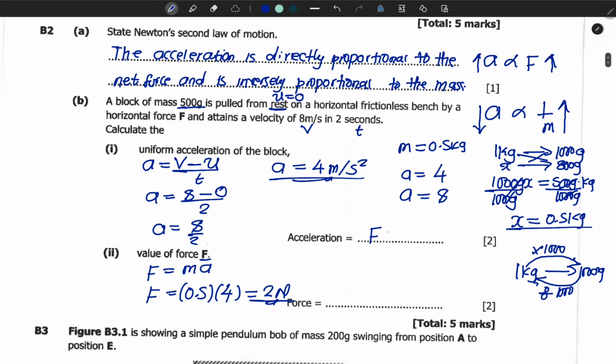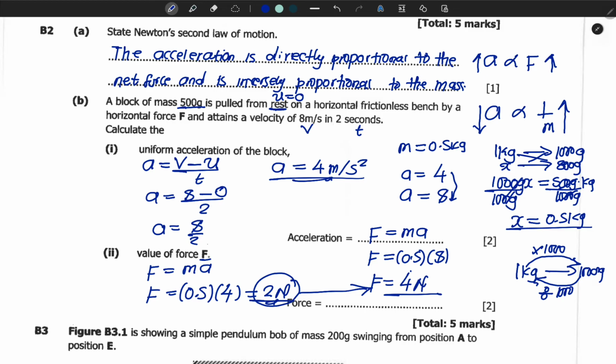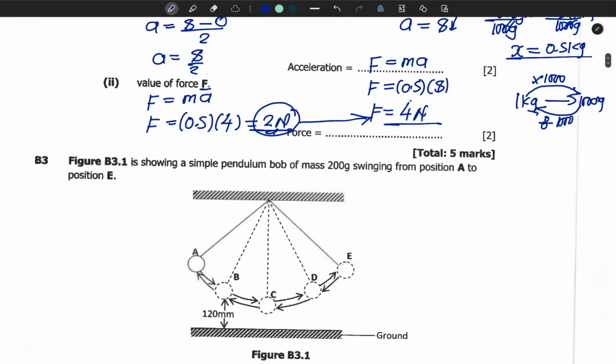So we can say force is equal to mass times the acceleration. Force is equal to, the mass is 0.5, the acceleration is 8. So force is equal to 0.5 times 8, we get 4 newtons. As you can see, we doubled the acceleration from 4 to 8, then our net force also doubled from 2 to 4 newtons. So that is the direct relationship: if one quantity increases, the other quantity will also increase.